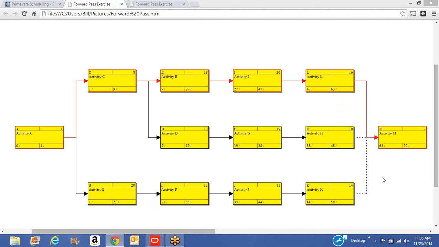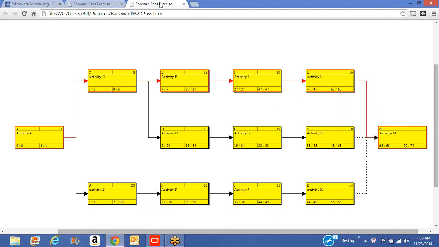But that's all you can tell with the longest path. Right now we have the longest path of construction. It's a total of 70 days, but now we need the float on the activities, and the float is determined by the backwards pass. So let's switch over to the backwards pass.